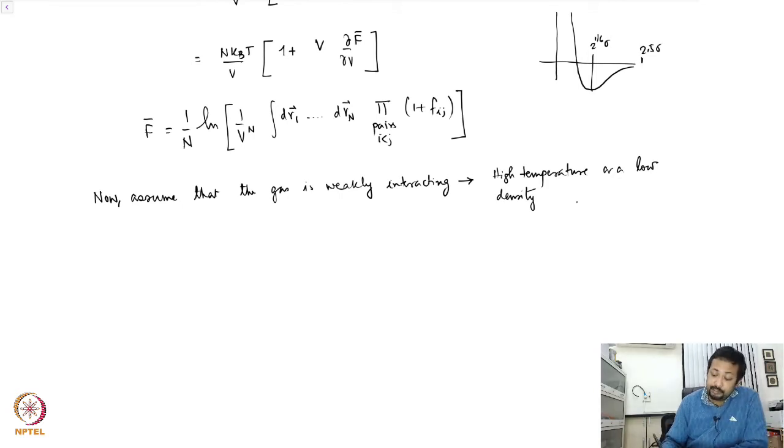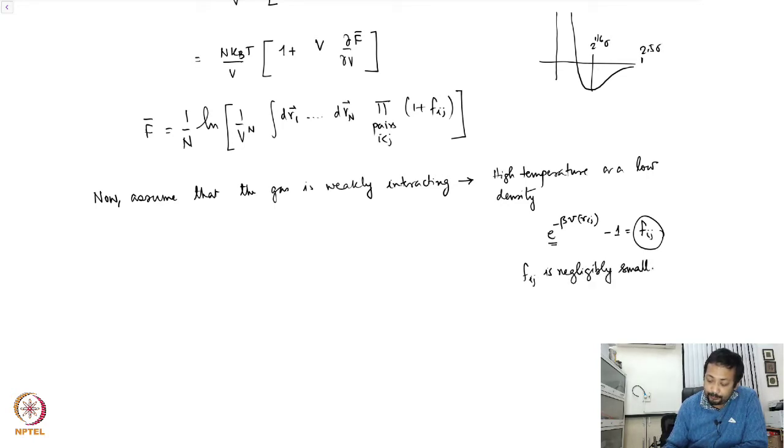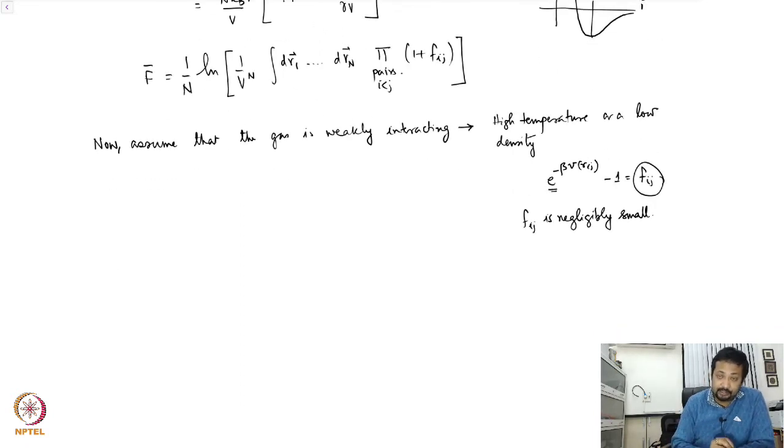So what happens? It means in such a situation that this quantity, e to the power minus beta V of Rij, because you have a high temperature, beta is very low, minus 1 is equal to f of ij, right? So this factor is almost 1, so that fij is very tiny. So fij is negligibly small.